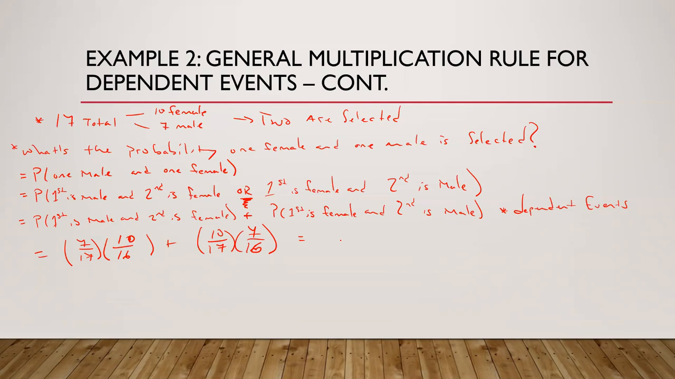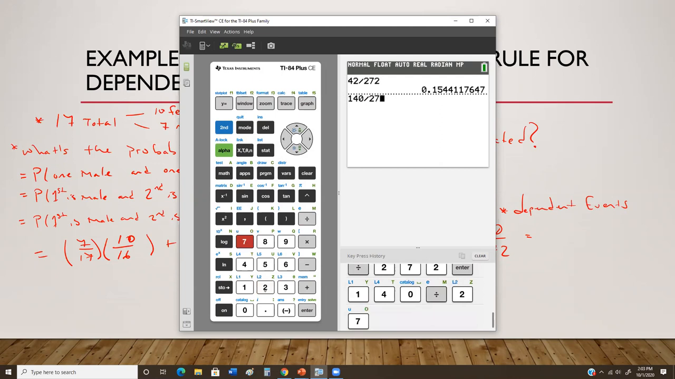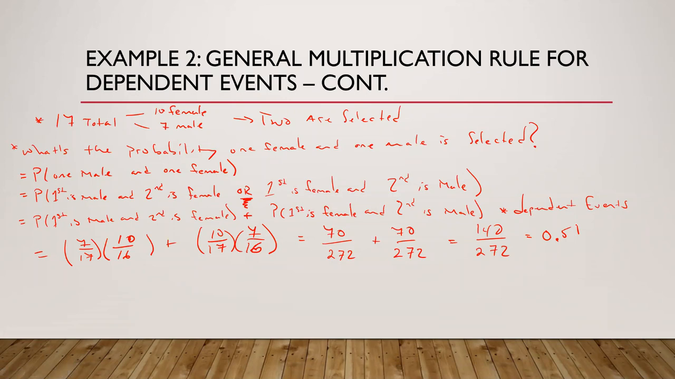Well, 7 times 10 is 70, over 272. Plus 10 times 7 gets you another 70 over 272, which is 140 over 272, which gets you roughly 0.51. Not too bad.